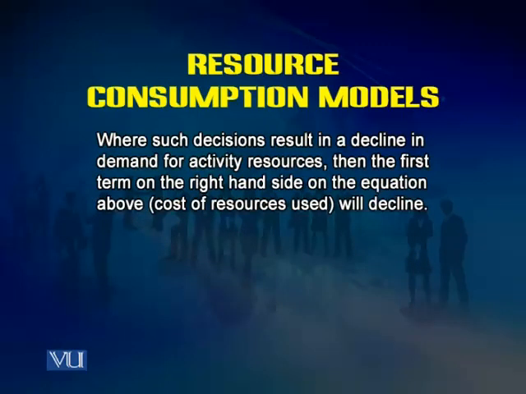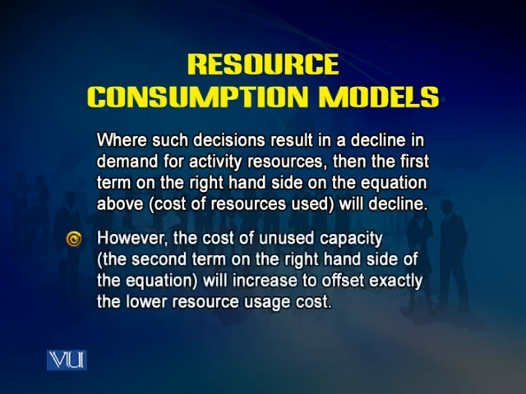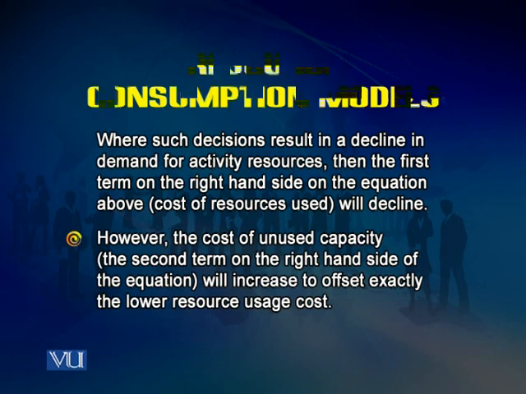Where such decisions result in a decline in demand for the activity resources, then the first term on the right-hand side of the equation above, cost of resources used, will decline. However, the cost of unused capacity, the second term on the right-hand side of the equation, will increase to offset exactly the lower resource usage cost. So that's how we are saying that costs are going to be measured.